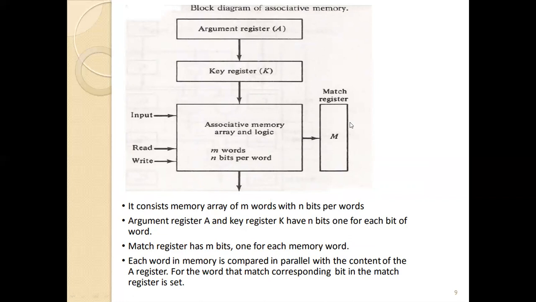And we have a match register M. The match register has M bits, one for each memory word. So how is this comparison done? The associative memory has M words, isn't it? So each word in memory is compared in parallel with the content of the A register. The argument register, or the A register, holds the word that you want to search in the memory. Each word in memory is compared in parallel with the content of the A register. For the words that match, the corresponding bit in the match register is set.